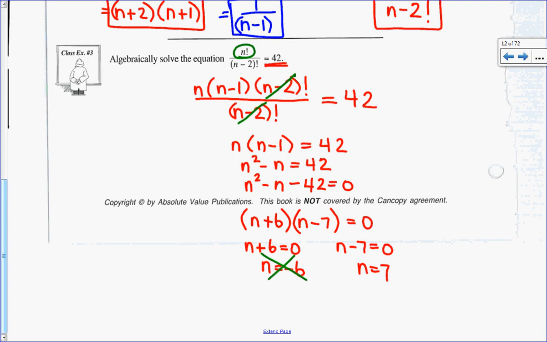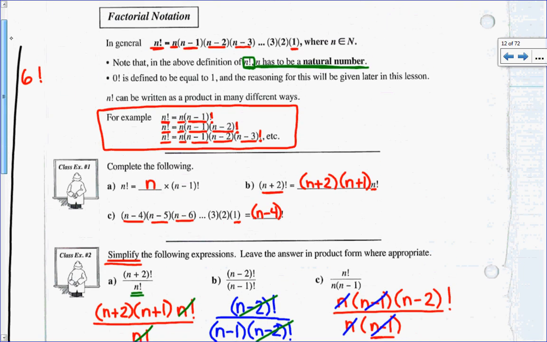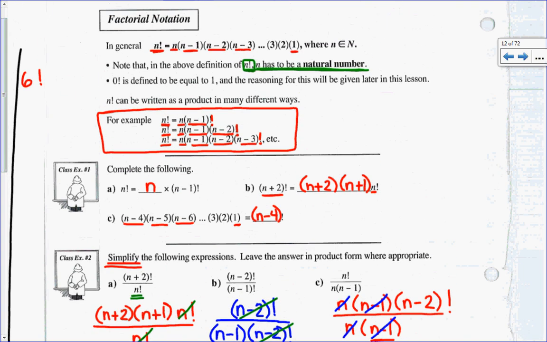Let's make ourselves a note here. At the top of your page: can't take the factorial of a negative number.